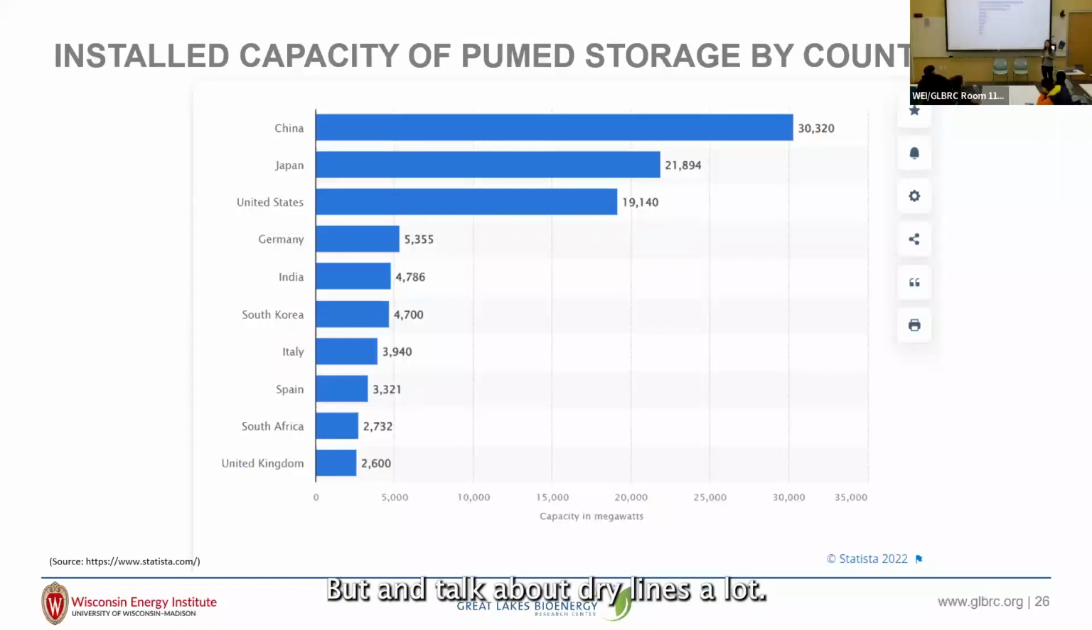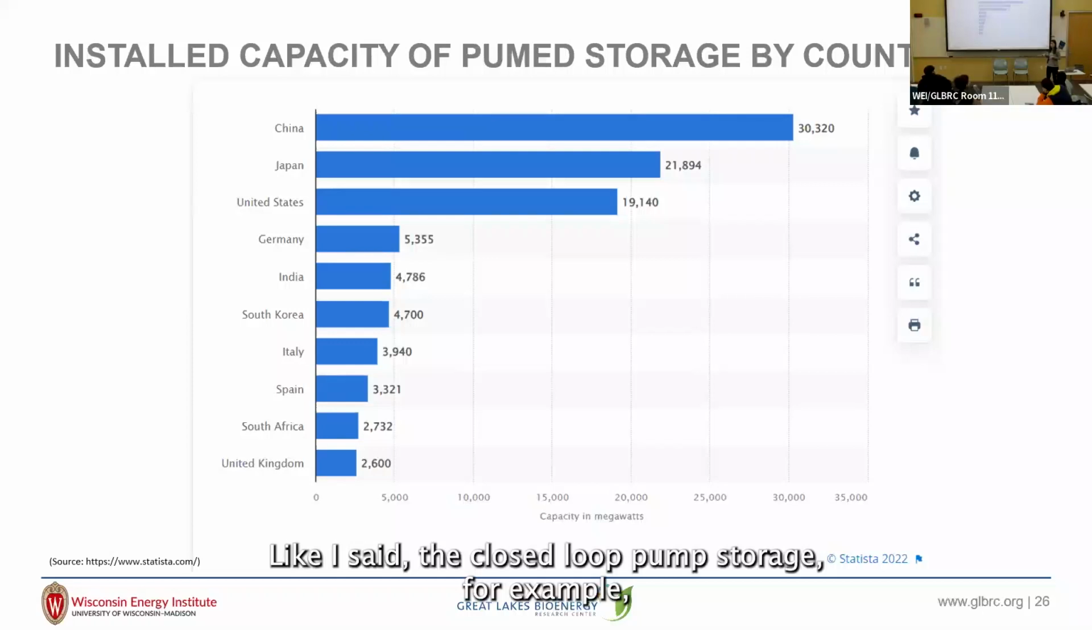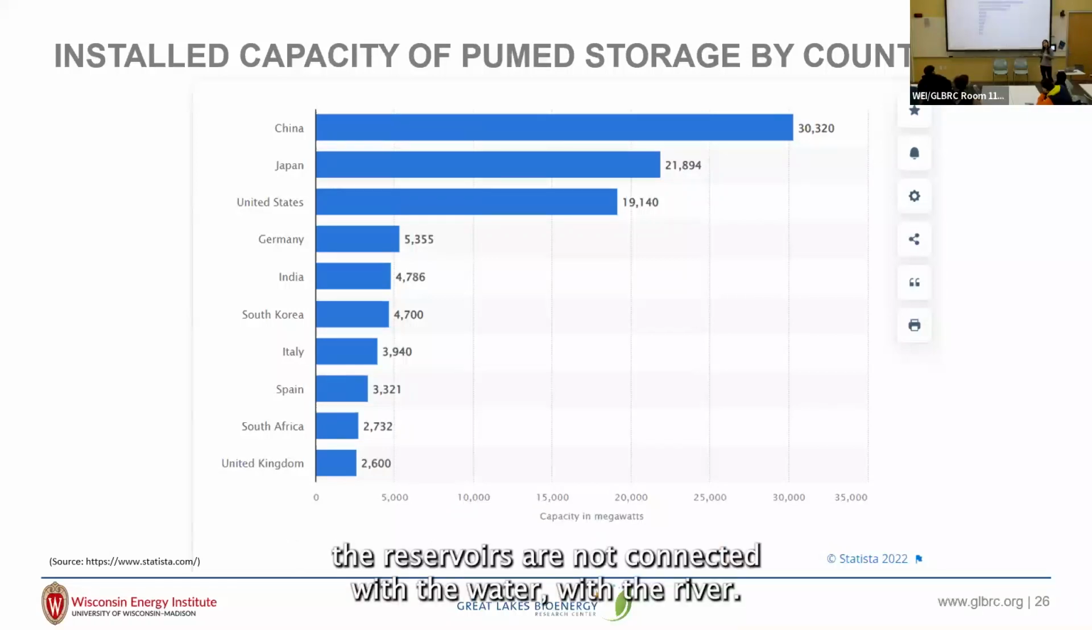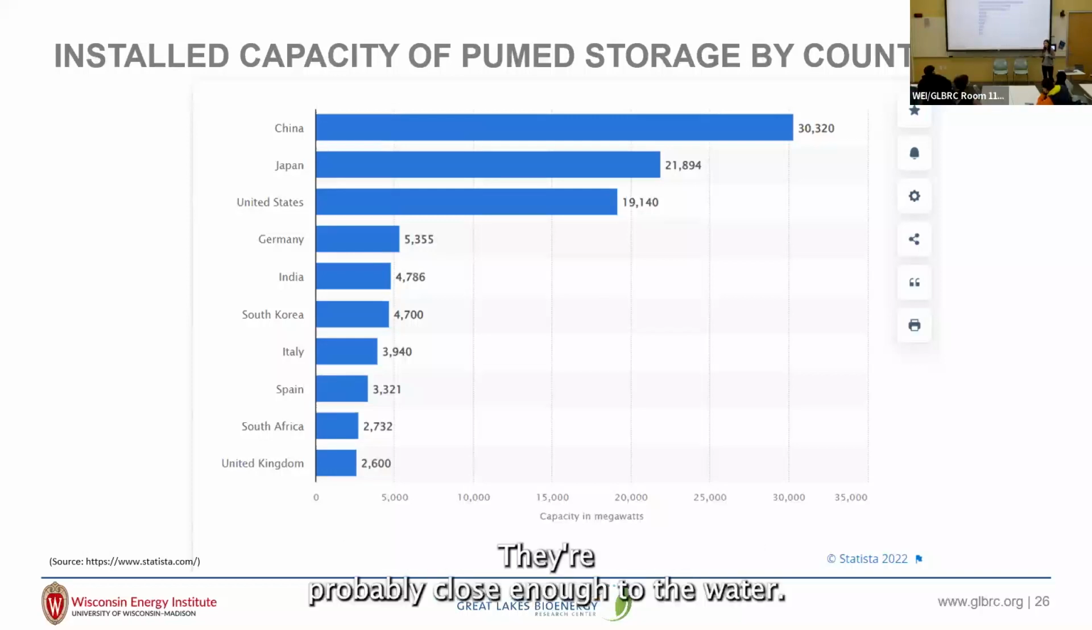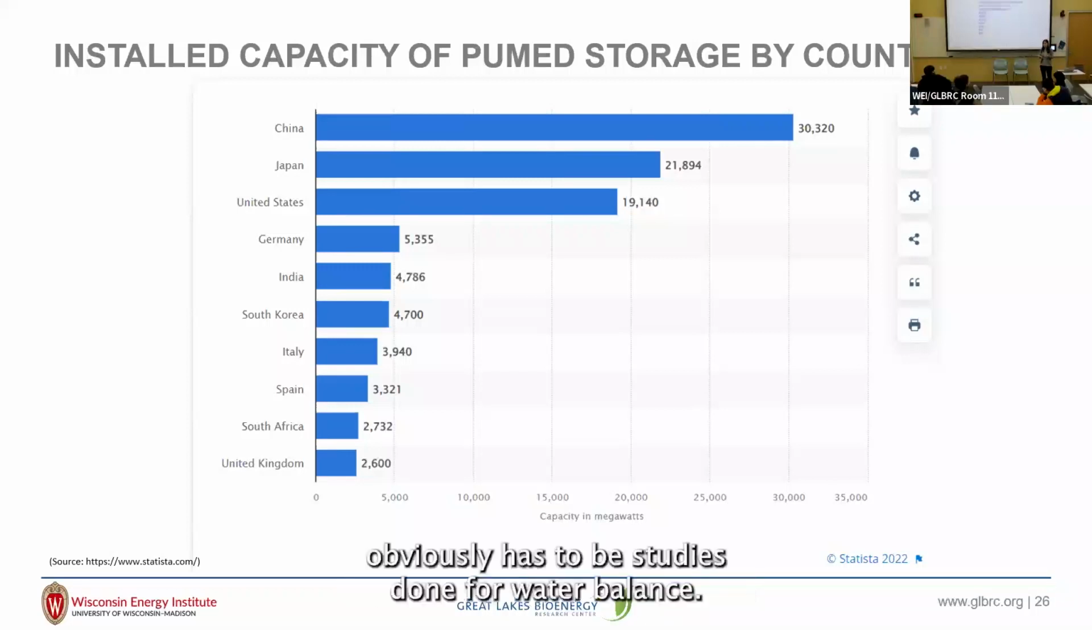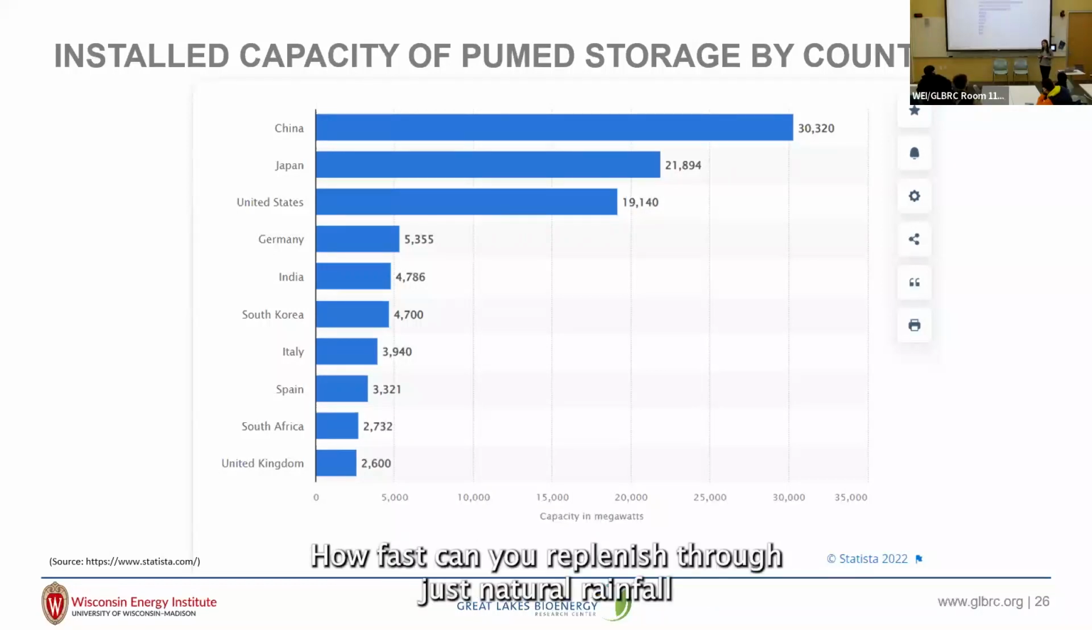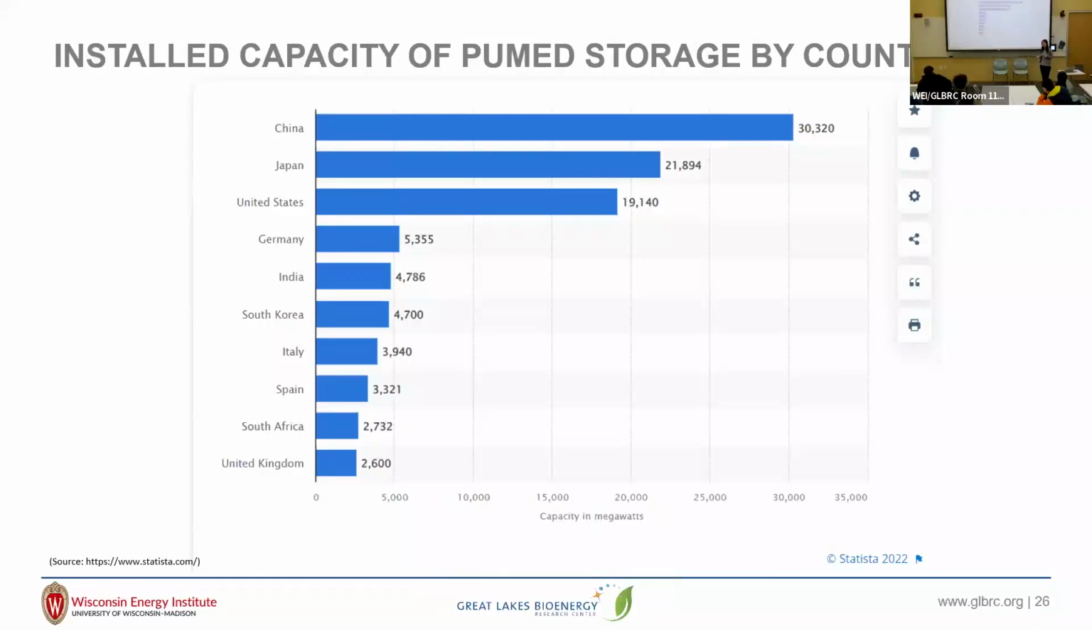But talk about dry lands: with closed loop pump storage, for example, the reservoirs are not connected with the river. They're probably close enough to the water, but a lot of them are filled by precipitation, just rainfall or snow. So they fill slowly, but once they're filled up, there obviously have to be studies done for water balance. How fast can you replenish through natural rainfall when you have to activate those projects? But it happens.